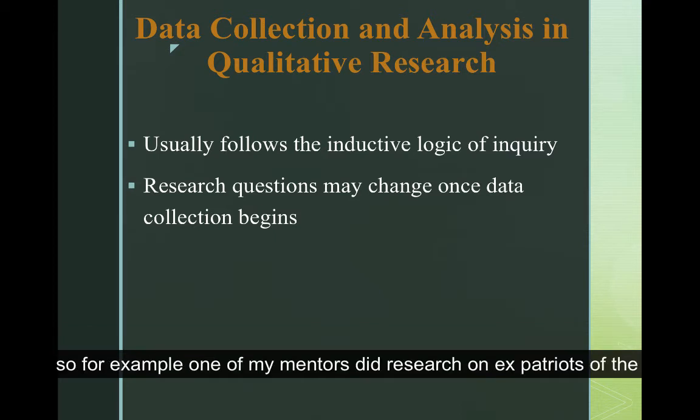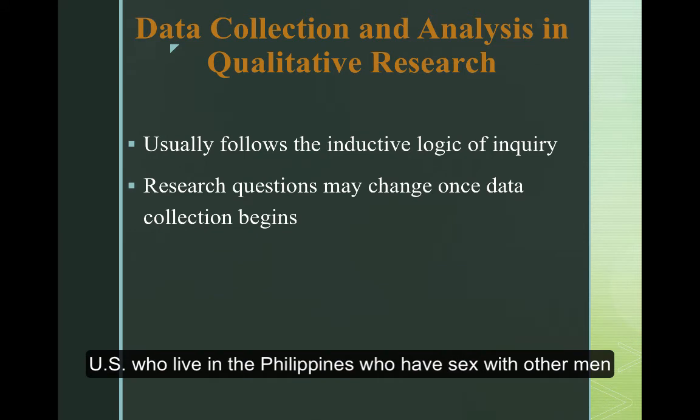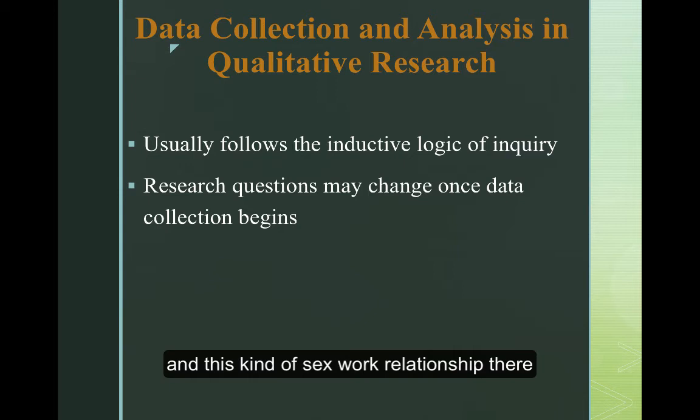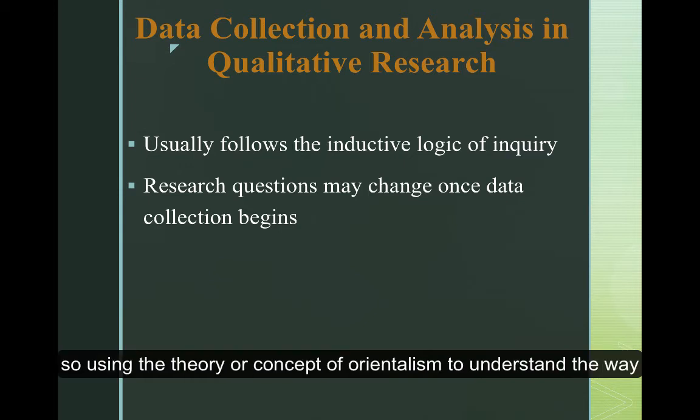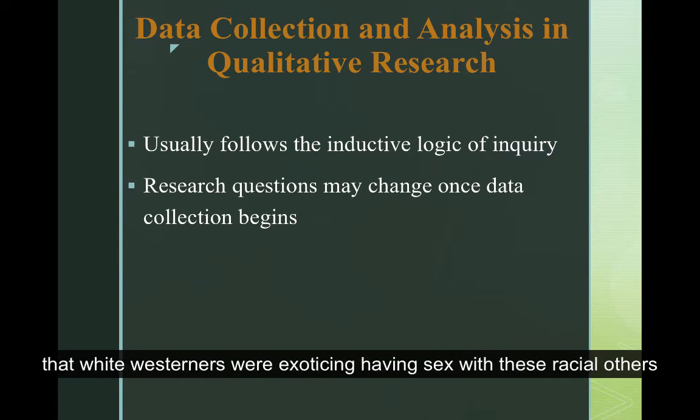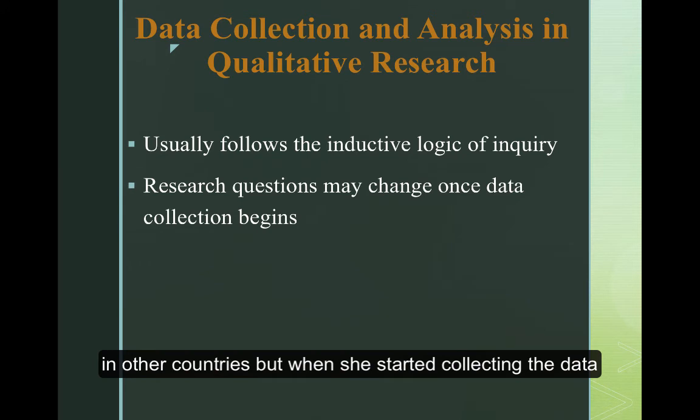For example, one of my mentors did research on expatriates of the US who live in the Philippines and have sex with other men, in this kind of sex work relationship there. She used the theory or concept of Orientalism to understand the way that white Westerners were exoticizing having sex with these racial others in other countries.